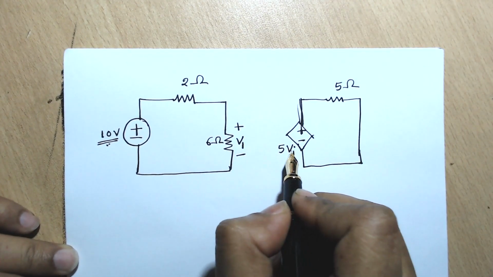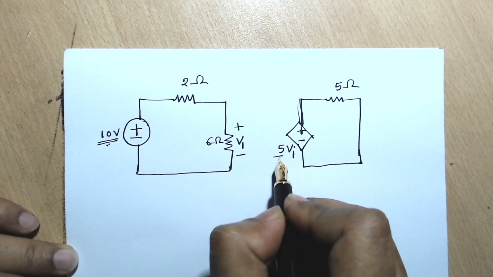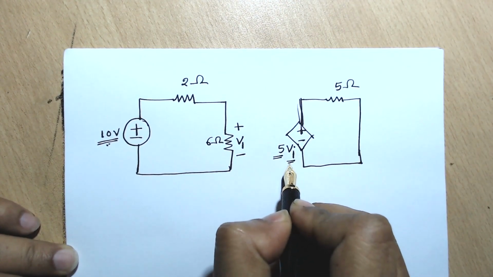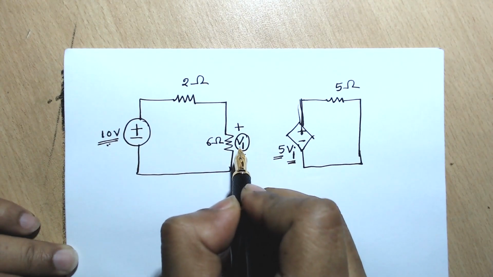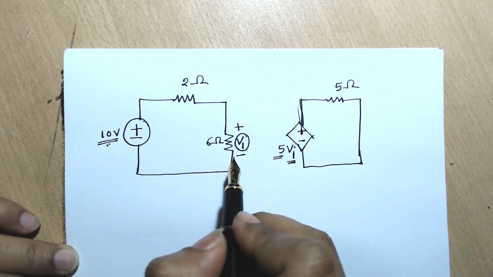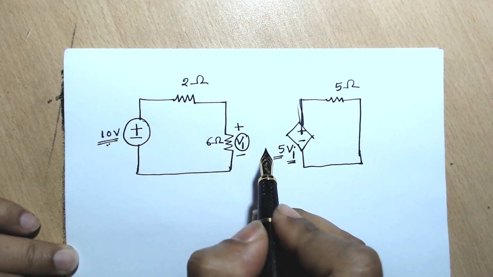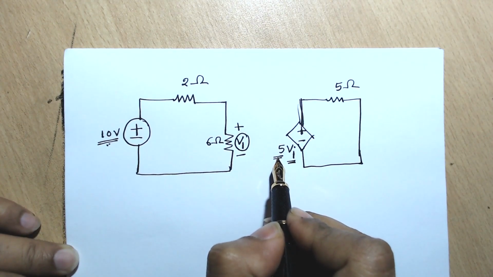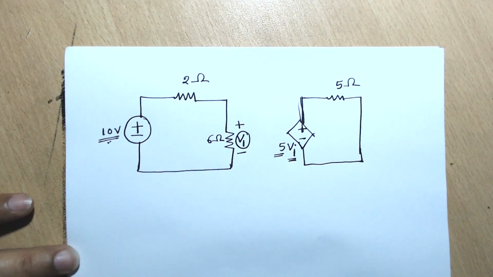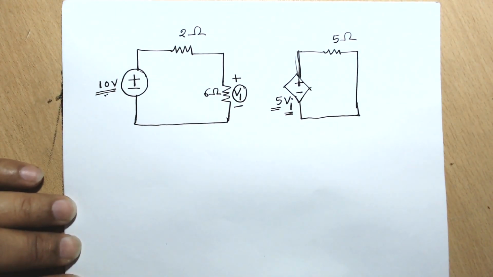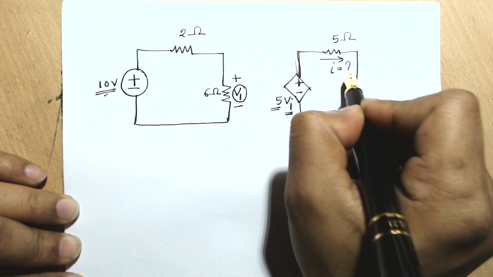It's like our previous example where a person buys something and another person buys 5 times that something. That something is now the voltage across the 6 ohm resistor. That means whatever the voltage across the 6 ohm resistor is will get multiplied by 5 and will decide what the voltage of this dependent source will be. So let's assume that we are required to find the current in this circuit. What will be the value of I?